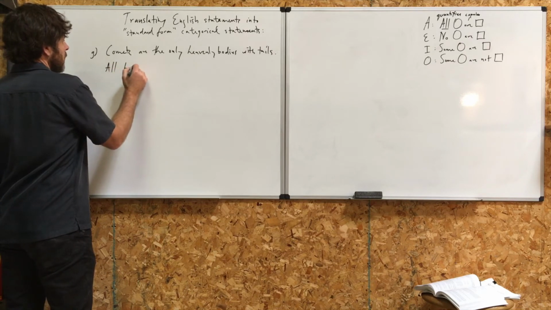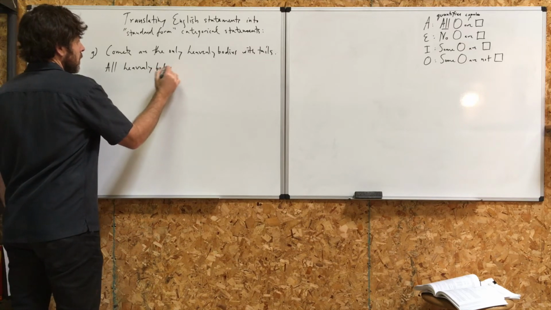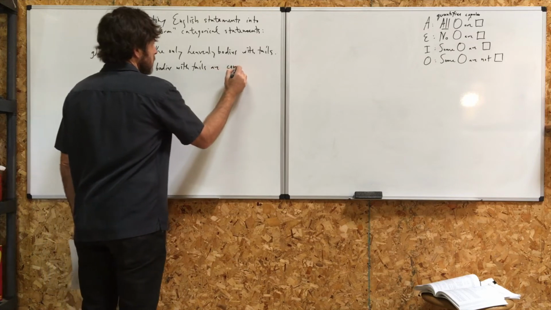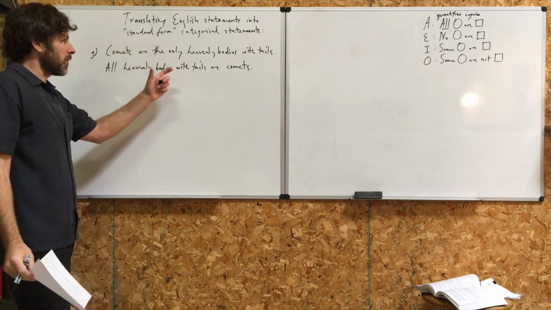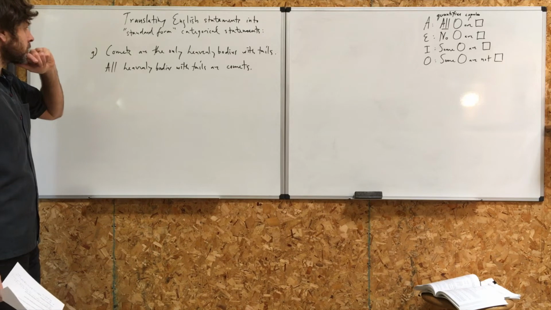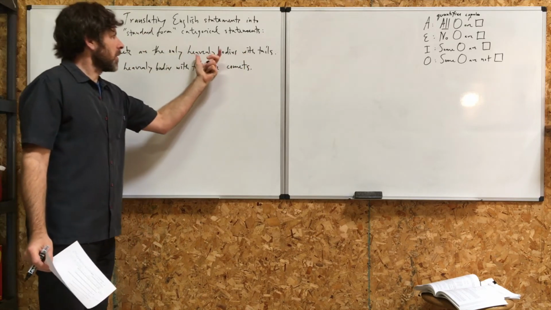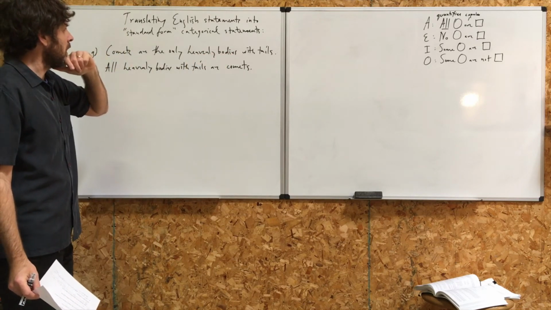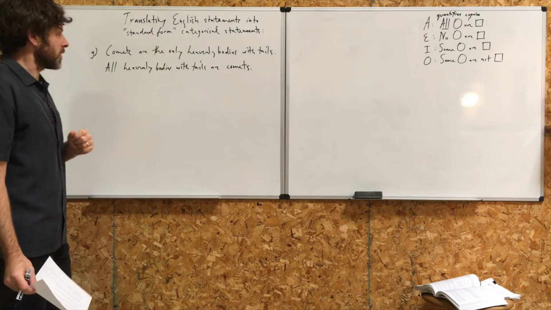All heavenly bodies with tails are comets. This one's a little bit tricky because I think it's the only one we've seen so far where the order gets reversed. Okay? Comets are the only heavenly bodies with tails. You're never going to find a heavenly body that's not a comet. Okay? All heavenly bodies with tails are comets. Yeah, it makes more sense.